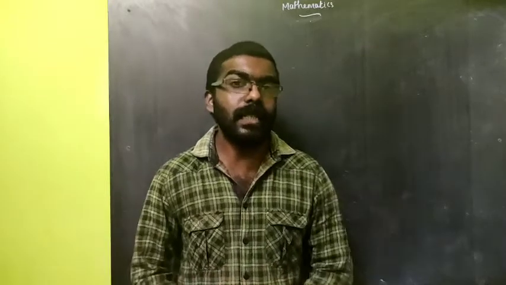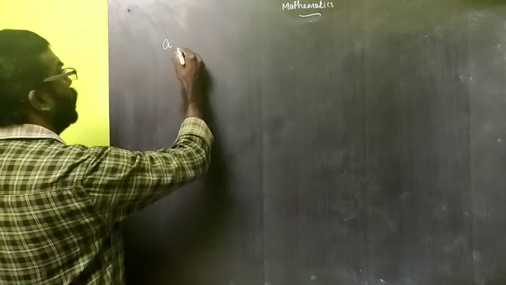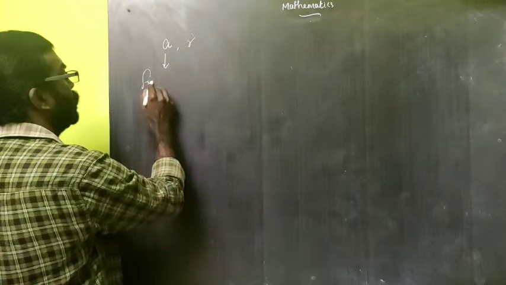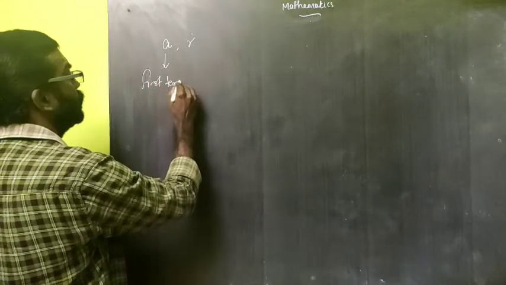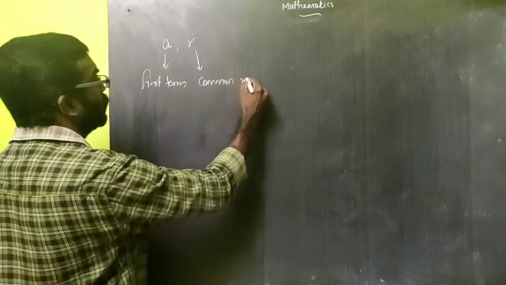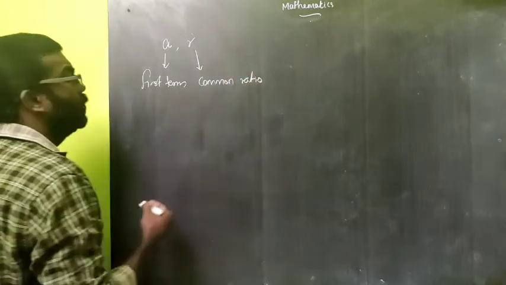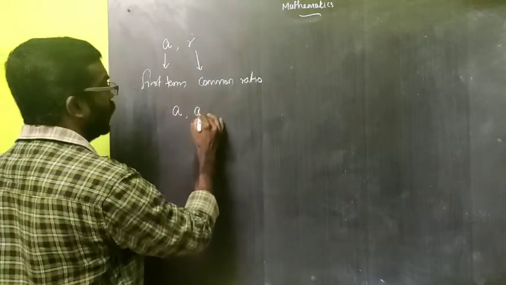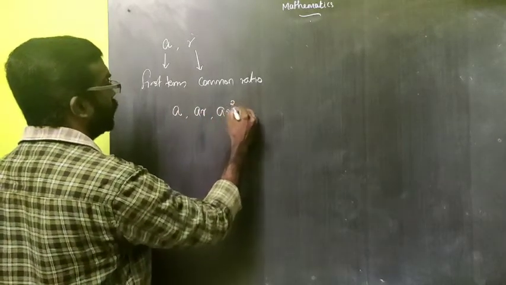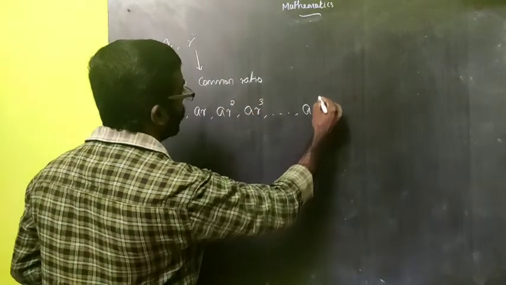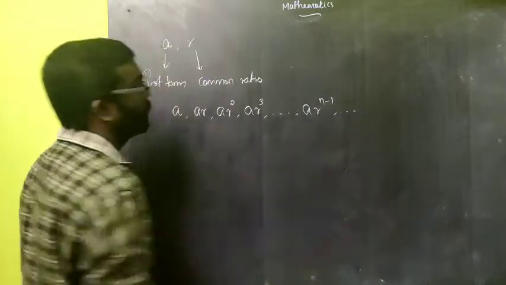Okay. So if we take the first term of a GP as small letter a and the common ratio as r, here a is the first term and r is called the common ratio. Then we can write the general form of the GP as a, ar, ar square, ar cube, etc., ar raised to n minus 1, etc.